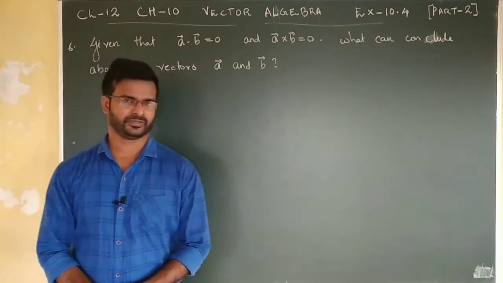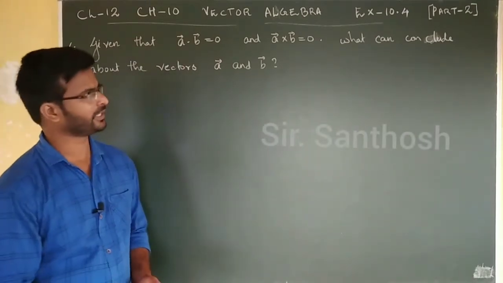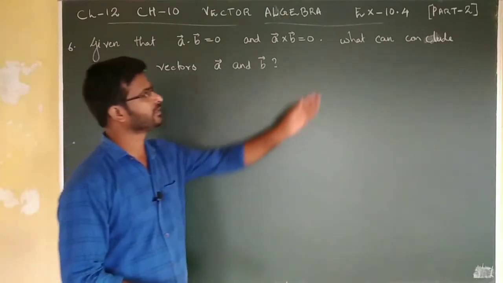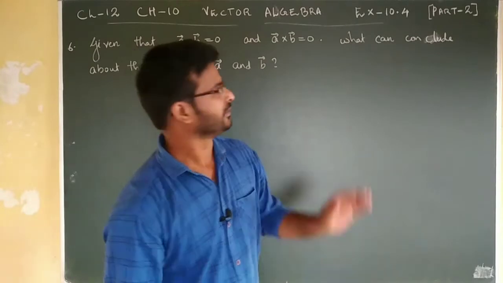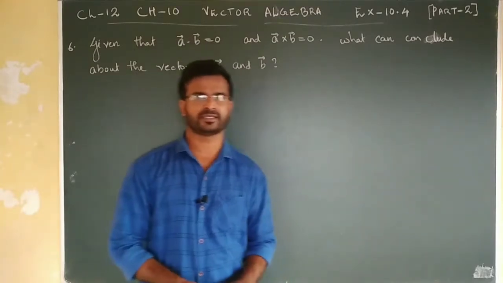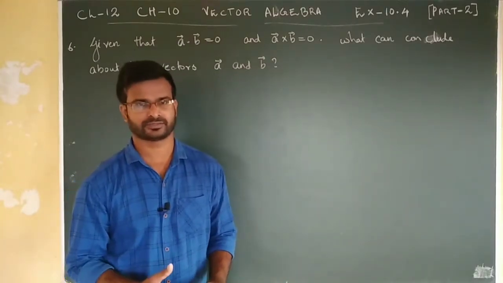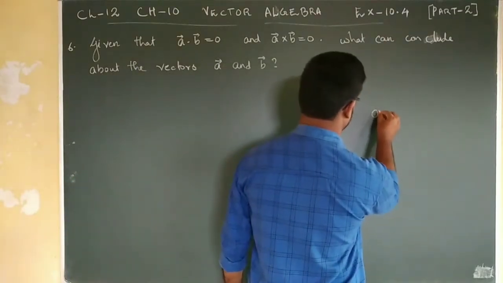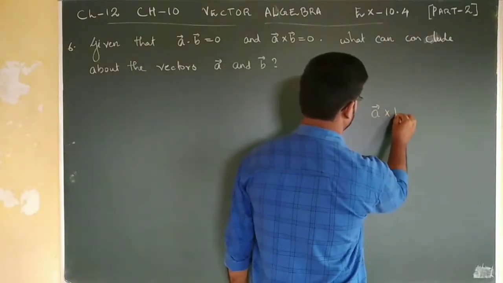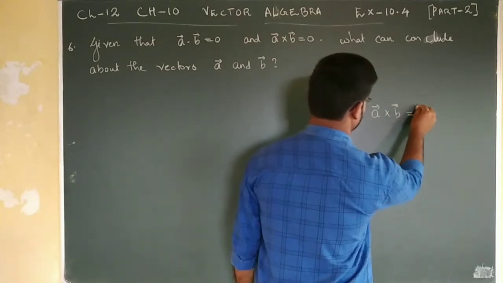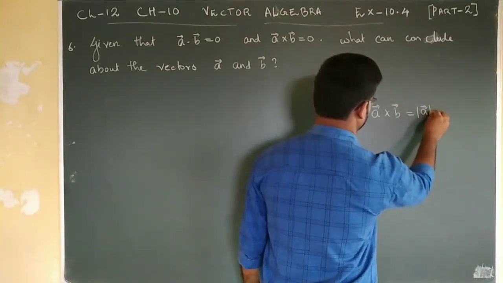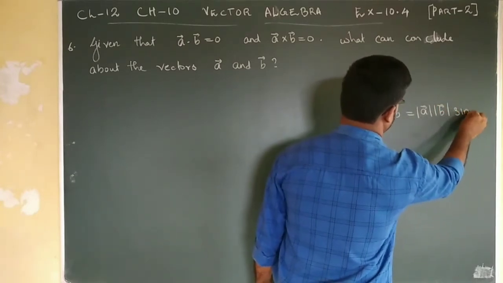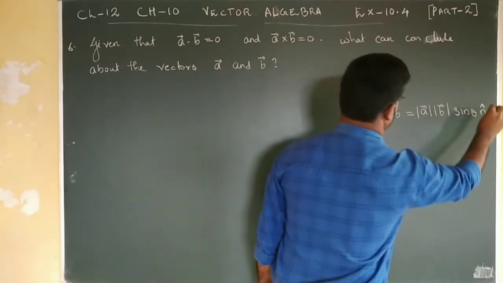In the previous video we already completed questions 1 to 5 of exercise 10.4. In this exercise we mainly study the cross product. We know what the cross product is. This is one formula we studied: A vector cross B vector equals modulus of A vector times modulus of B vector sin theta n cap.